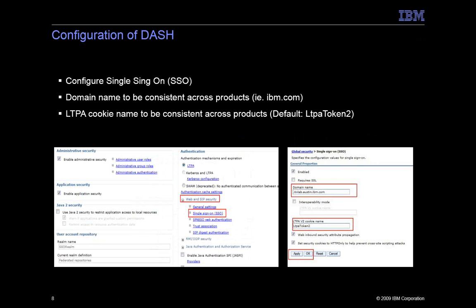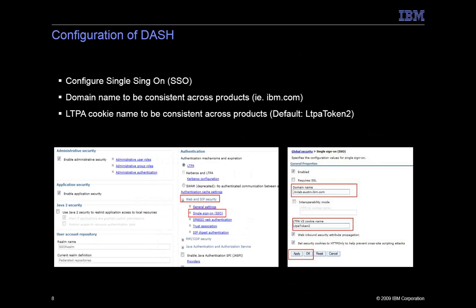Once you click there, you're going to get the second panel. In there, you're going to have a domain name and LTPA cookie name. The domain name needs to be exactly the same for both products, for Dash and Impact. You need to remember this, because when you enable single sign-on on Impact, you need to remember these two things. They need to be exactly the same.